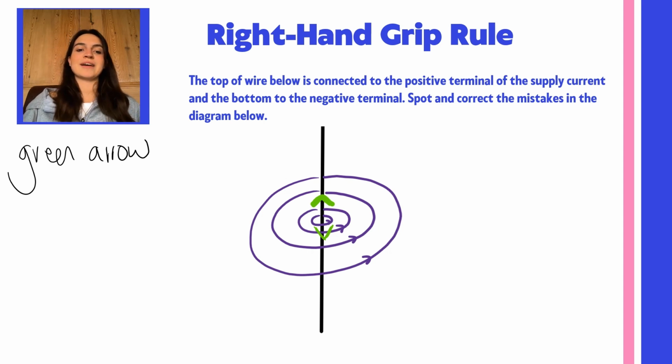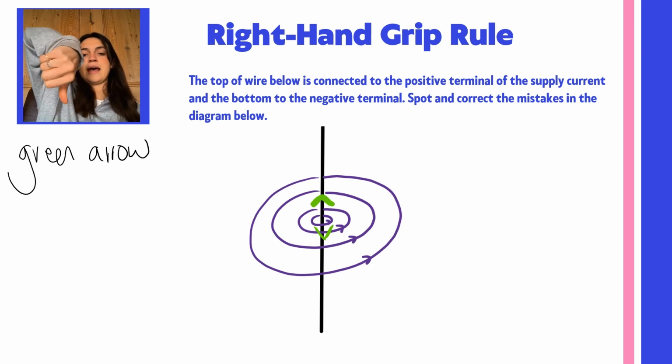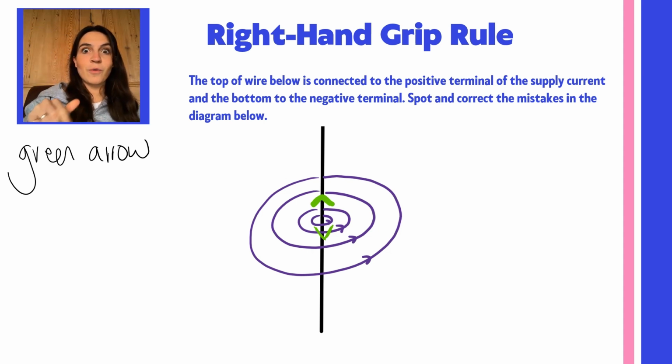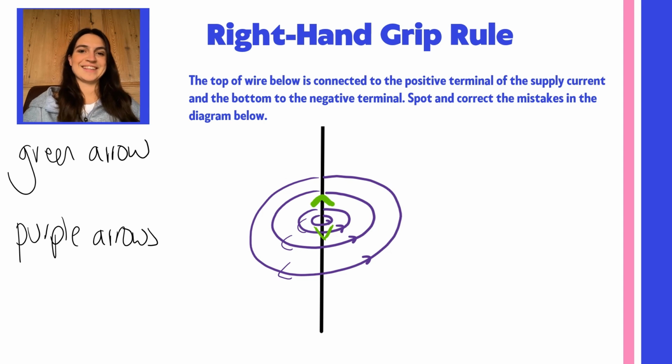Okay, and now let's check. So if my current's actually going down, so I'm pointing my thumb downwards, and then I do my right hand thumb rule, actually I find my fingers are curling round in a clockwise fashion, and these arrows here are curling round in an anti-clockwise fashion. So the next mistake here is therefore my arrows on my magnetic field.